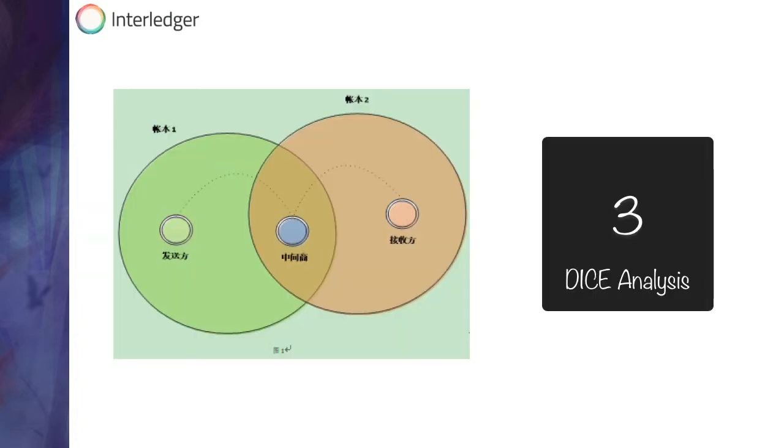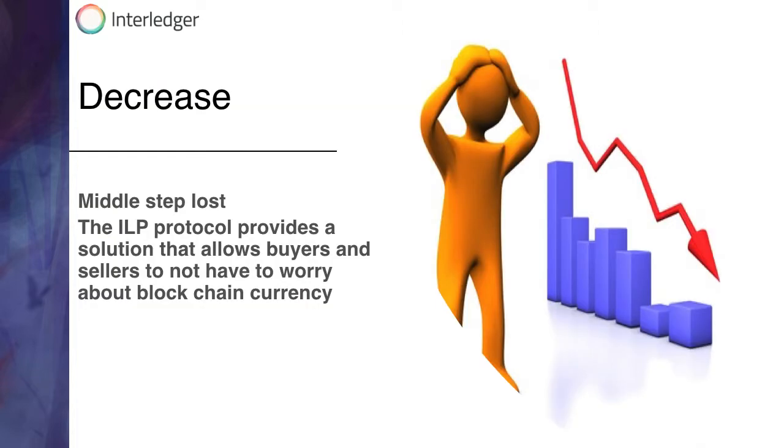Next, the analysis. This picture is more obvious. People go to the middle, and the middle goes to the others with two different colored currencies, the green one is one and the yellow one is another. So it will decrease the middle step loss. As I said, the currency is unstable, and the Interledger protocol provides a solution that allows buyers and sellers to not worry about the blockchain currency differences.